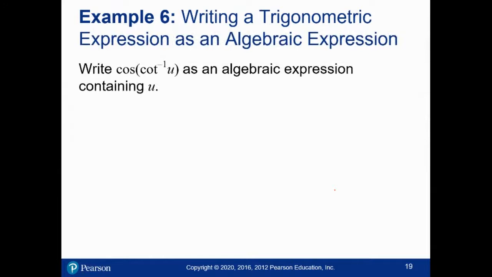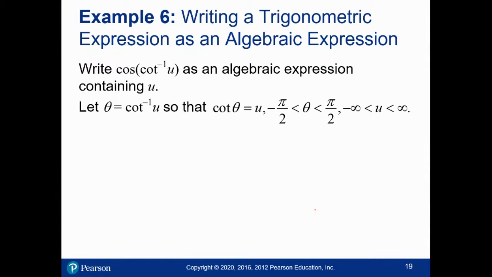Now, I can do it without a particular number. If this said, what's the cosine of the arc cotangent of 4? You could solve it using the same technique. What's the cosine of the arc cotangent of negative 1/3? You could solve it using the same technique. But just the cosine of the arc cotangent of u, where u is a variable. So you do the same basic thing, okay?